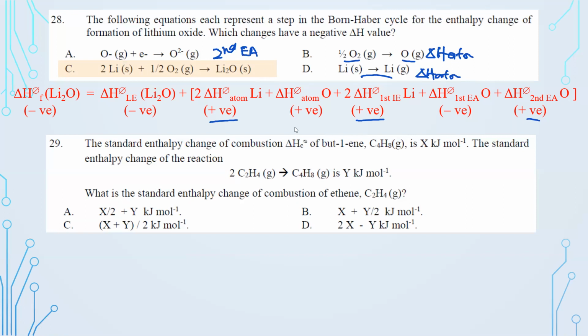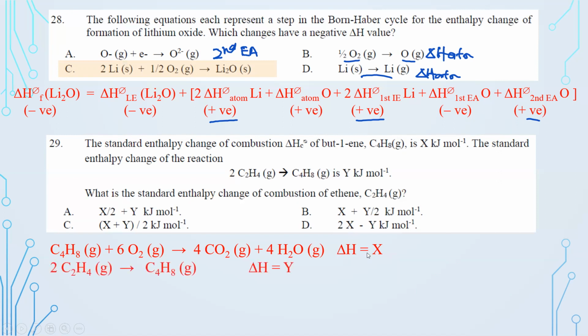Okay, then for 29, the standard enthalpy change of combustion of butane C4H8 is X. Then the enthalpy change of the reaction 2C plus C4H8 is Y. Y is the standard enthalpy change of combustion for butane. So in here you write the equation. C4H8 plus 6O2 give 4CO2 plus 4H2O. So this is X. And then 2C plus C4H8, this is Y.